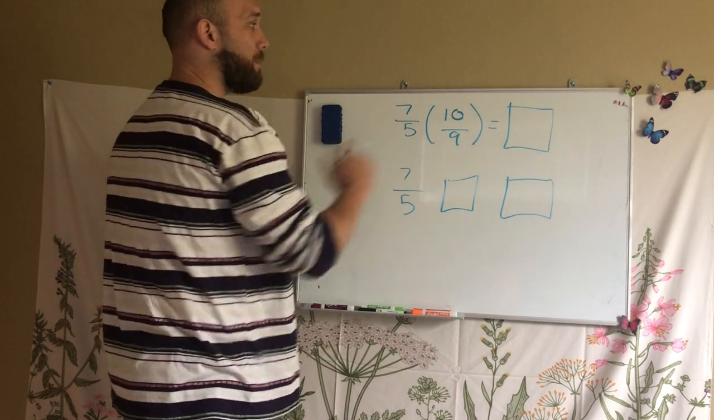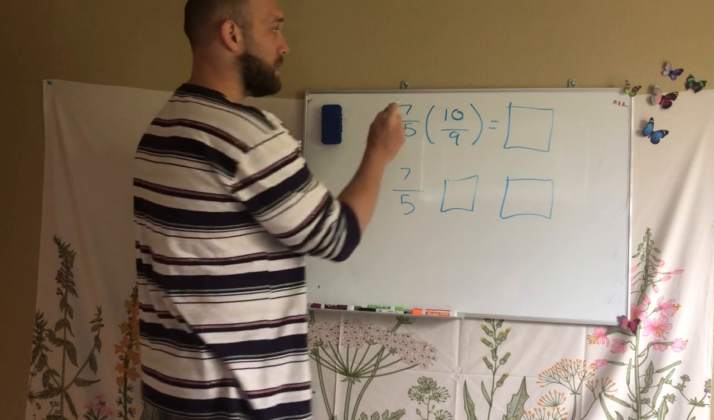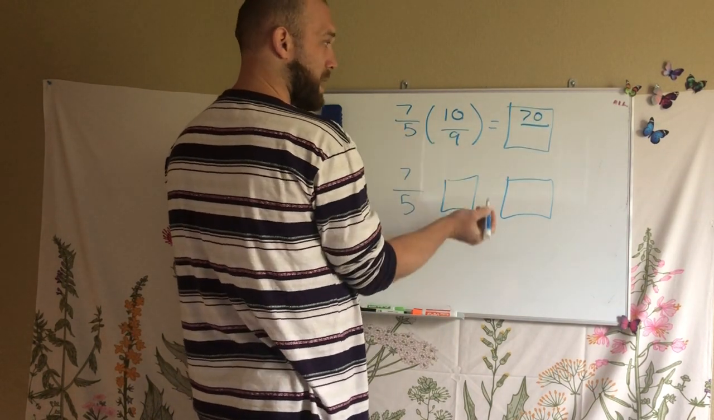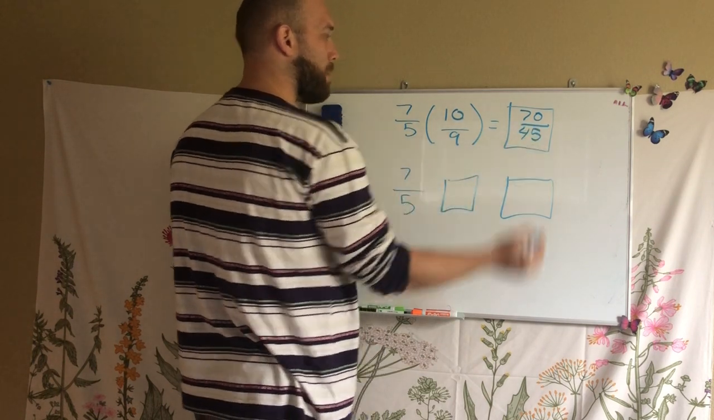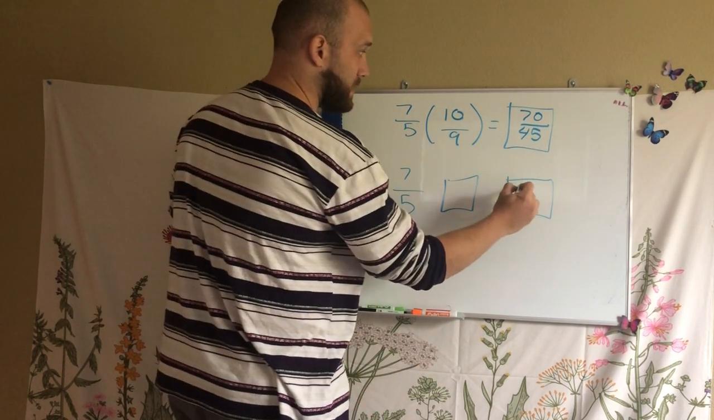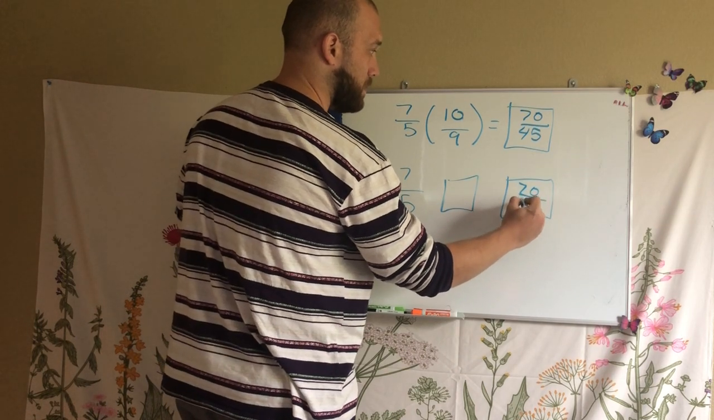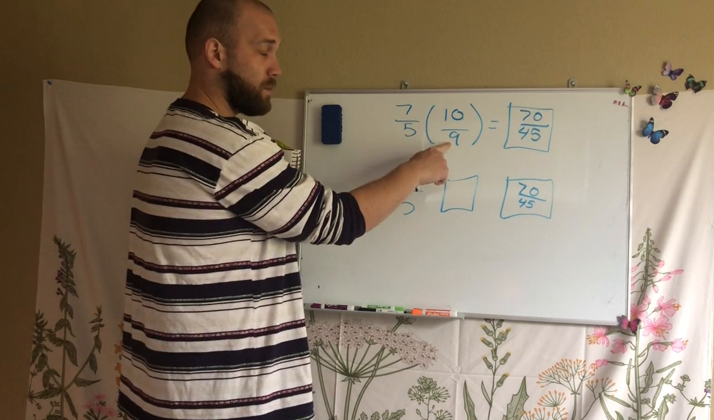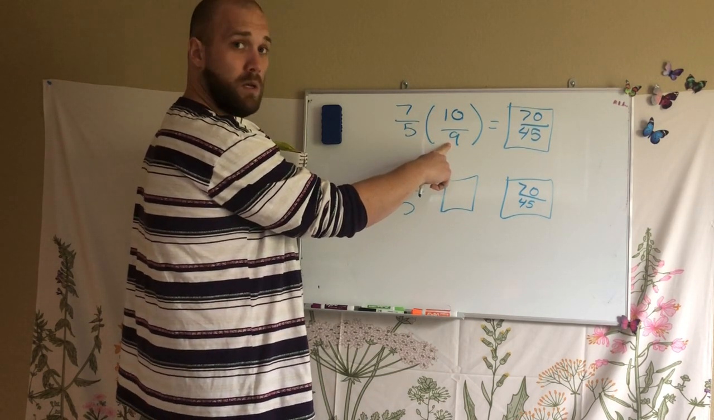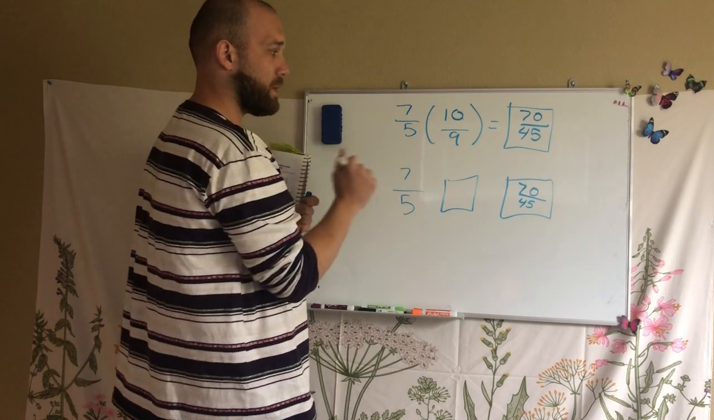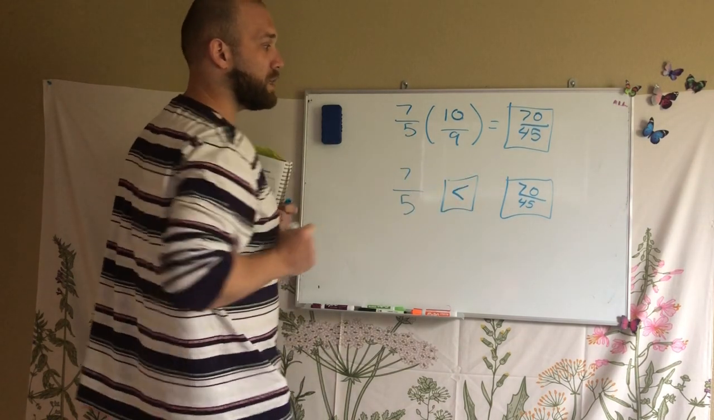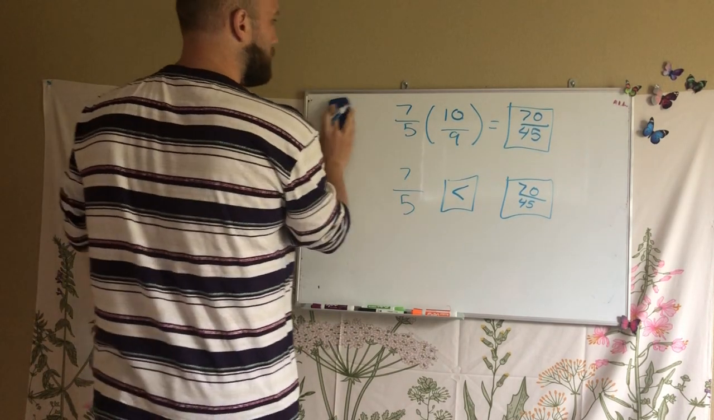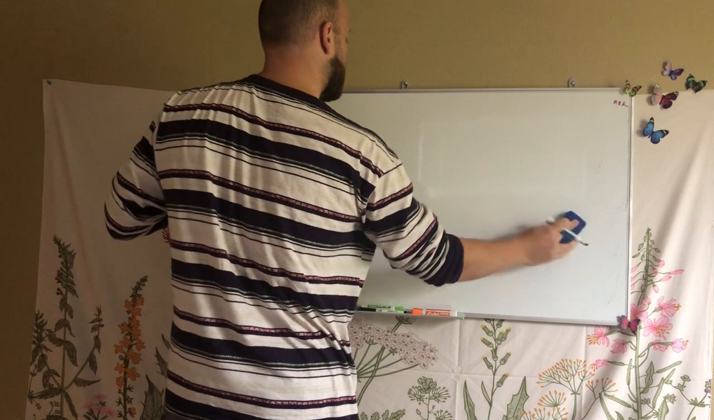So let's work this top piece of the equation. 7 times 10, 70. 5 times 9, 45. So you write this here. And what do we know about the fraction? What does this tell us? That it's more than 1, more than what we started with. So this fraction is bigger. I'll do one more with you. Problem C.